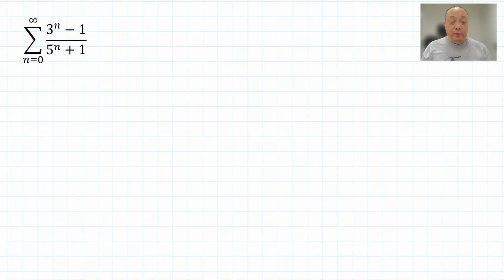Now let's take this new example. The sum for n from 0 to infinity of 3 to the nth minus 1 divided by 5 to the nth plus 1.